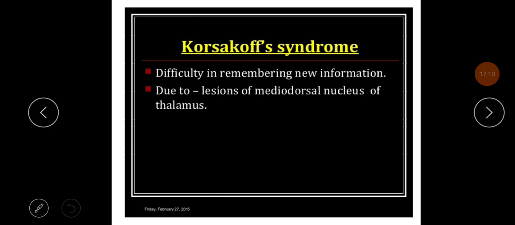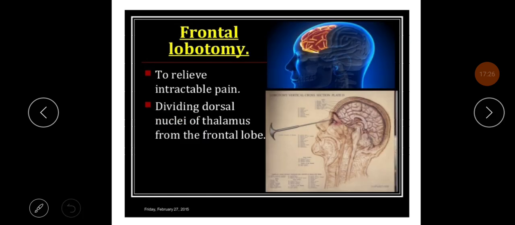Korsakoff syndrome is difficulty in remembering new information. This occurs due to a lesion in the mediodorsal nucleus of the thalamus. Sometimes deficiency of vitamins can cause a lesion in the mediodorsal nucleus, which is called Korsakoff syndrome.